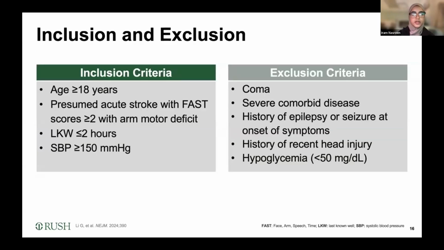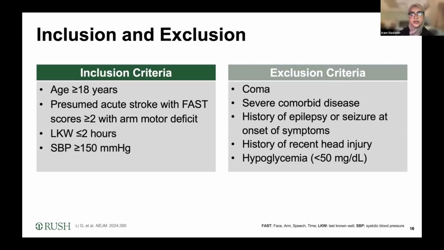For inclusion criteria, they had patients greater than or equal to the age of 18 years. They had presumed acute stroke with a FAST score of greater than or equal to 2 with arm motor deficit as well, their last known well less than or equal to 2 hours, and a systolic baseline blood pressure of greater than or equal to 150. And they excluded patients who had coma, severe comorbid disease, history of epilepsy or seizure at onset of symptoms, a history of a recent head injury, and those with hypoglycemia, which they defined as less than 50 milligrams per deciliter.